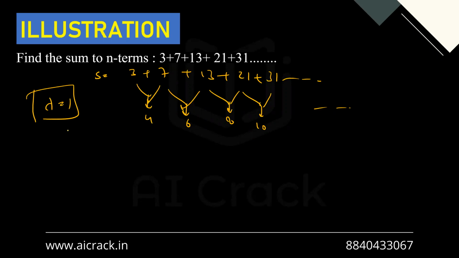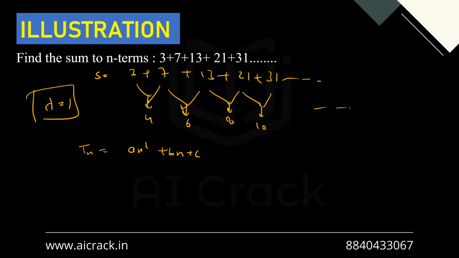So lambda equals 1. So our Tn function would be an² + bn + c. Why? Because the degree of the Tn function would be lambda plus 1 in case of AP. This is an AP and we have lambda equals 1, so lambda plus 1 would be 2. So a second degree function would be there in terms of n.